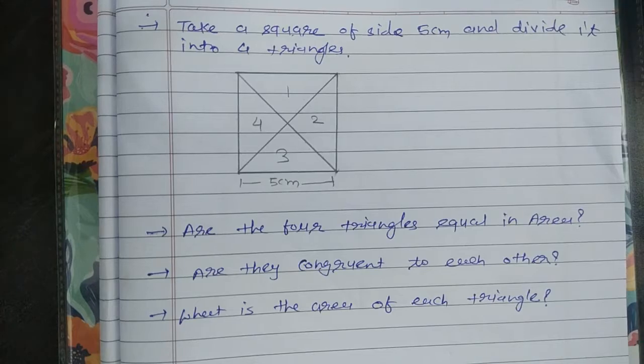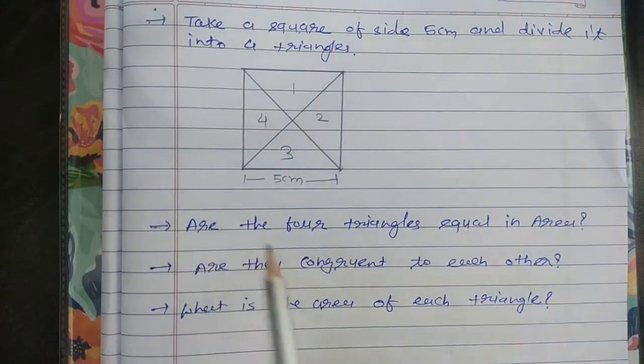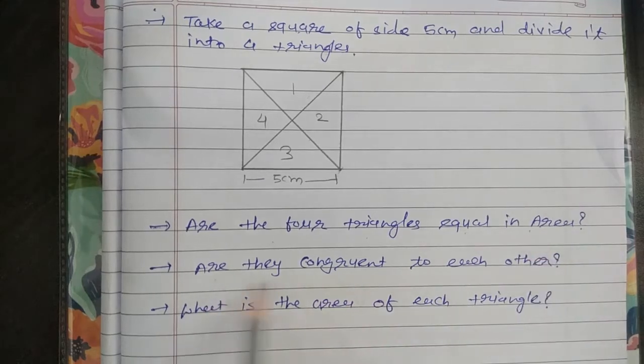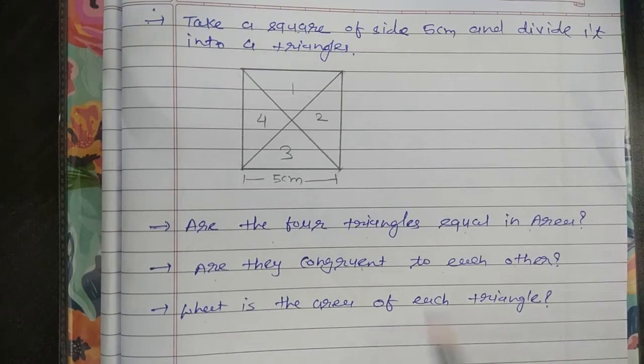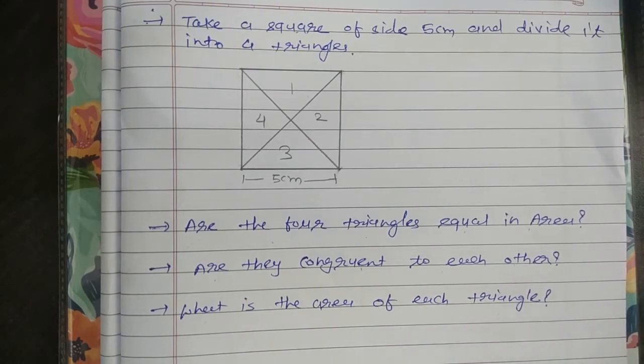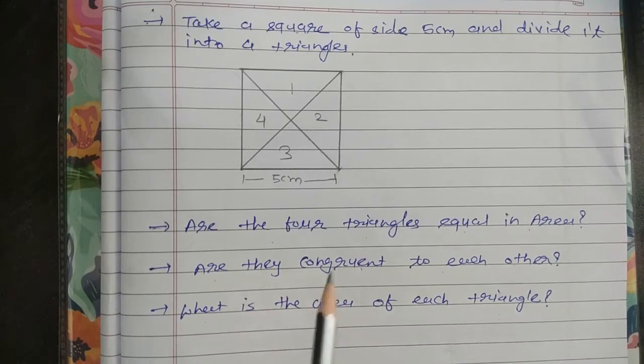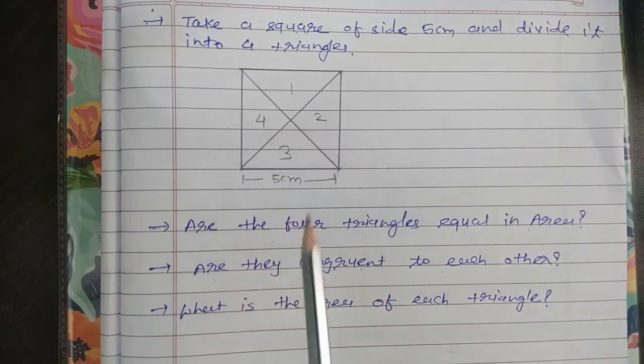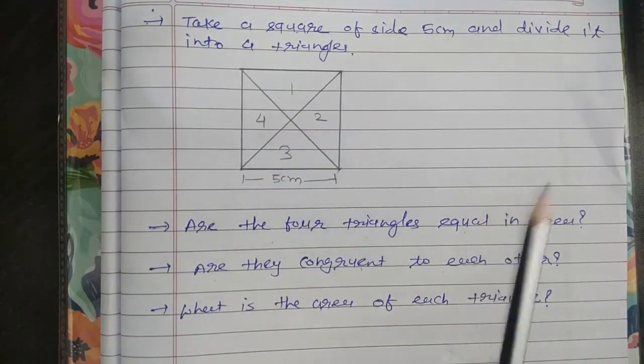Now the questions are: are the 4 triangles equal in area? Are they congruent to each other? What is the area of each triangle? So how can we answer these questions? We have to superpose these 4 triangles, then we can give the answer to these 3 questions.